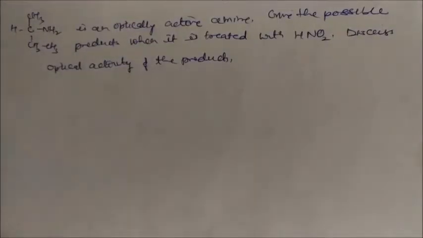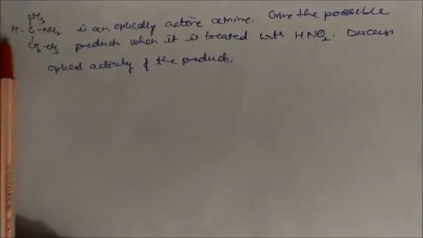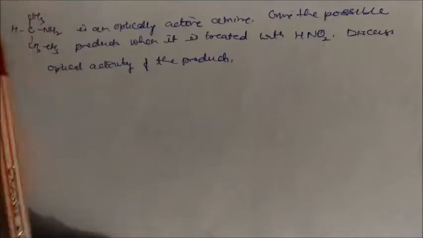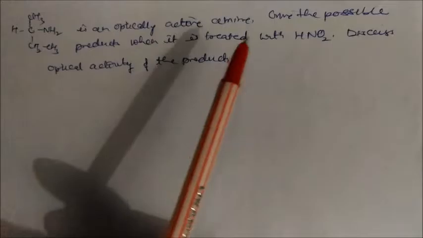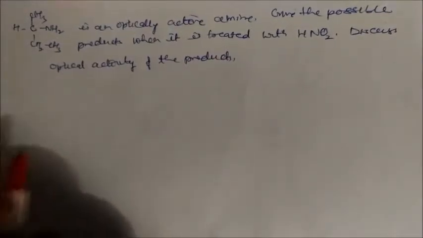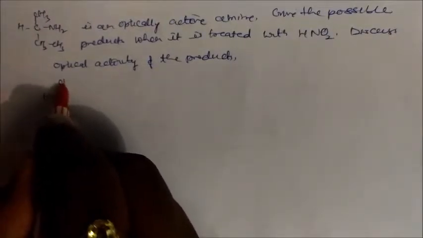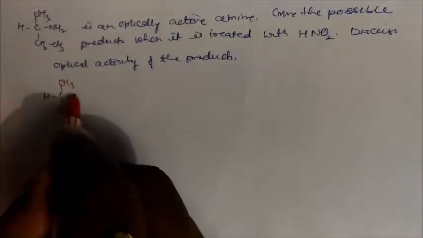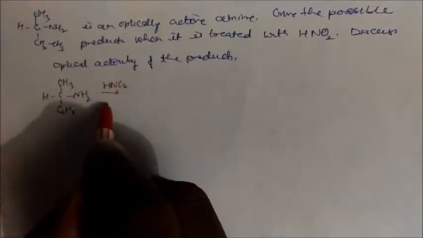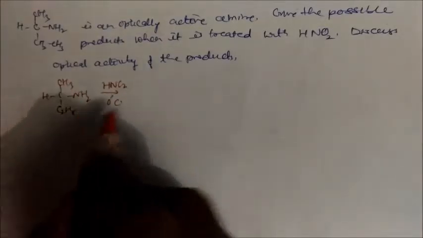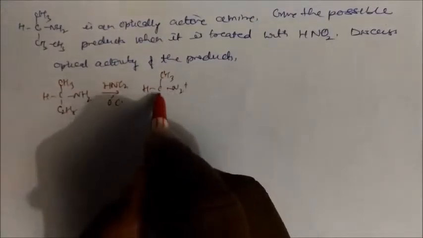So this is the compound CH, C2H5, ethyl, methyl, and this is hydrogen. So this is an optically active amine. Give the possible product when it is treated with nitrous acid and discuss the optical activity of the product. So we can write this is the CH, and this side is CH3, this is the C2H5, and this is the amine. So when this is reacted with HNO2 at 0 degrees centigrade, it will form a diazonium salt. So we can write CH3 and N2 plus, and this will be your C2H5.